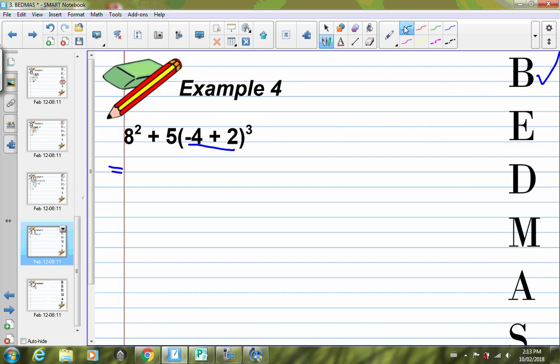Okay, so I start off by rewriting the entire equation. 8 squared plus 5 bracket. Now, why am I still writing brackets there? Well, because it's saying I have to take 5, multiply it by this answer cubed. So there's still multiplication there. So inside my brackets, it says -4 plus 2. -4 plus 2 gives me -2 in brackets, and then I still have that little 3. So I've just taken care of my brackets.